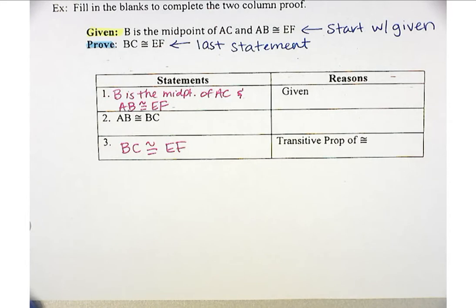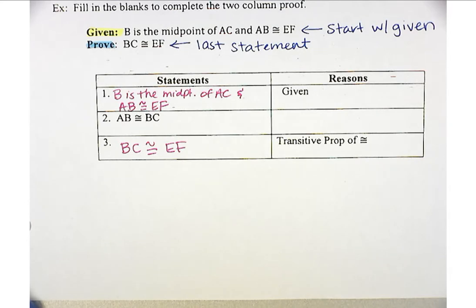Okay, and we were already given the reason for the first one is given. But even if they didn't give that to us, we would know that is given. Notice that the final statement says the transitive property. I never want to see for your last reason that it's prove, because that means nothing. You have to tell me how we got here. So first it says B is the midpoint of AC and AB is congruent to EF. So from there we go to AB is congruent to BC.